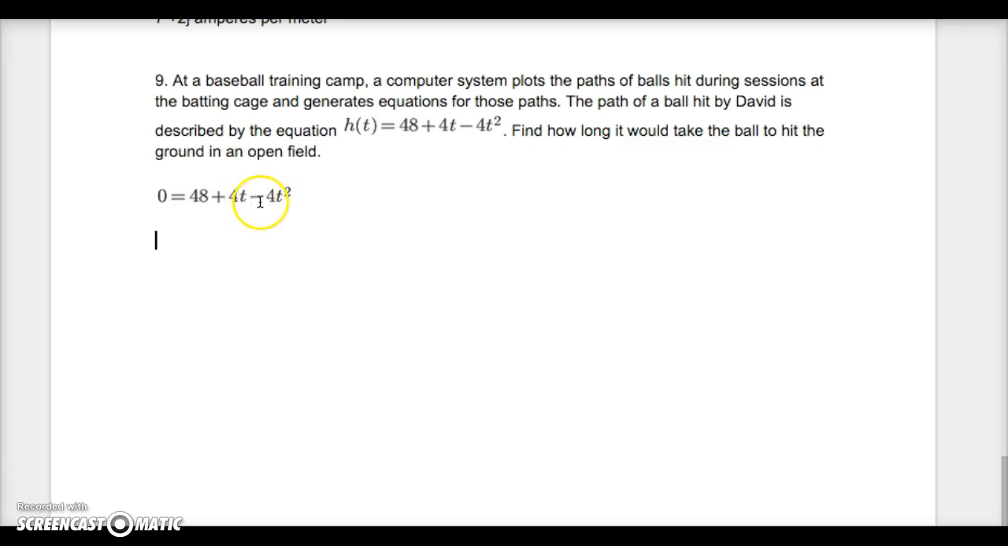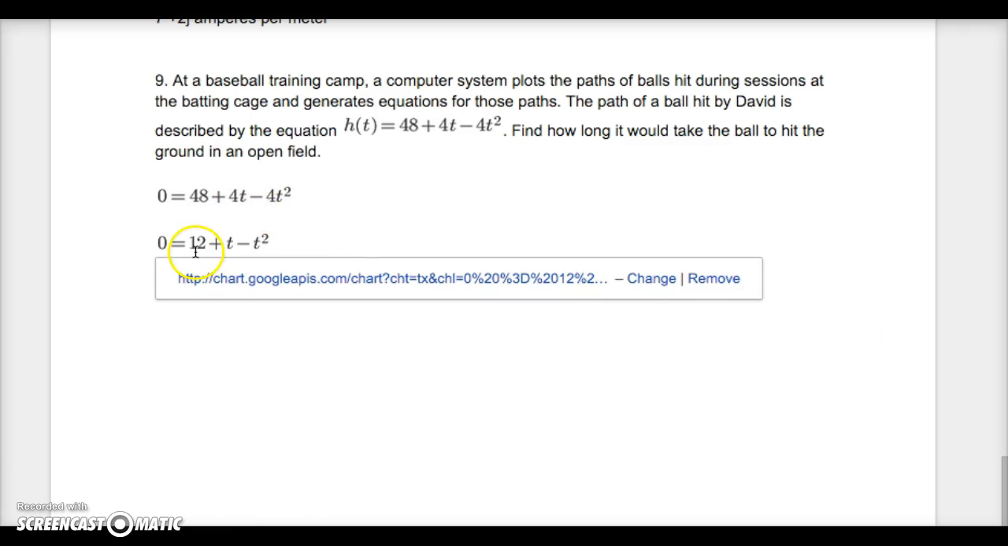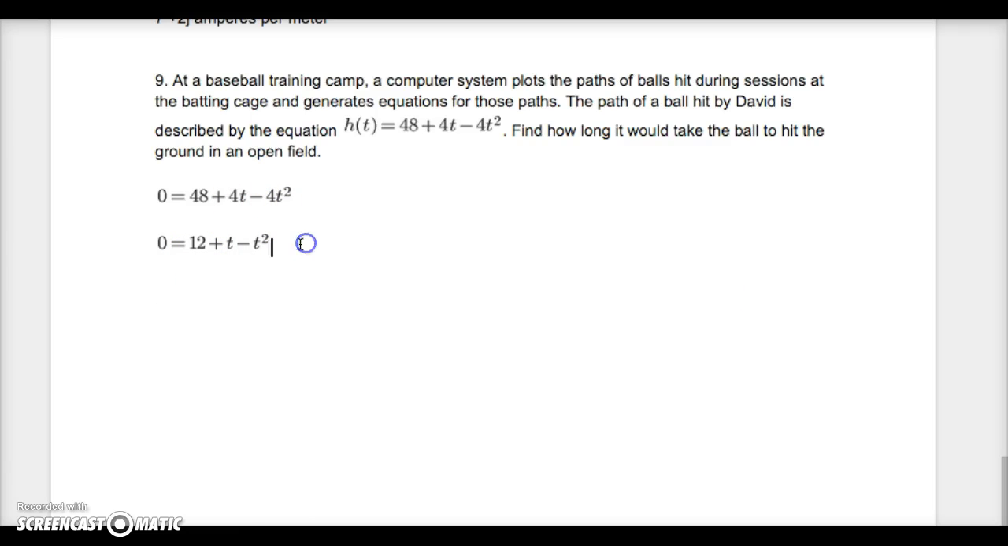The first thing I notice from this equation is that each of these coefficients is divisible by 4. They're all factors of 4. So I'm just going to divide out that 4 each time. 48 divided by 4 is 12, and all the other 4's, if you divide them by 4, they're just 1. So this equation, you can simplify it to just this. So if you want to use the quadratic formula, you would write down a.